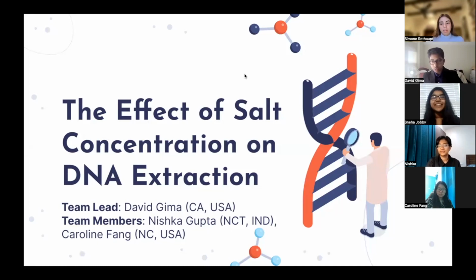DNA extraction is a process of vital importance to studying the genetic causes of disease. It's used in the development of diagnostics and drugs, and it's essential for carrying out forensic science, sequencing genomes, detecting bacteria and viruses in the environment, and determining paternity. For such a widely used process, it's important to understand how to optimize it. Various factors play a role in DNA extraction, one of them being salt concentration. My name is David, and over the course of the last 6 months, I, Nishka, and Caroline investigated the effect of salt concentration on DNA extraction.